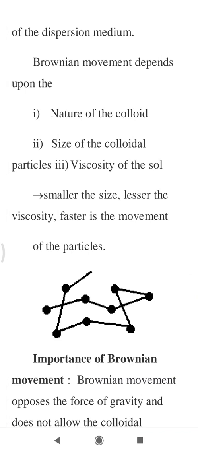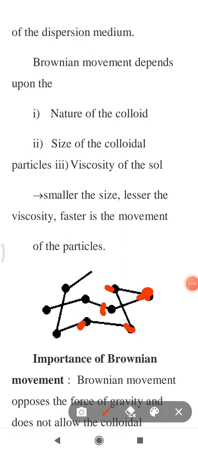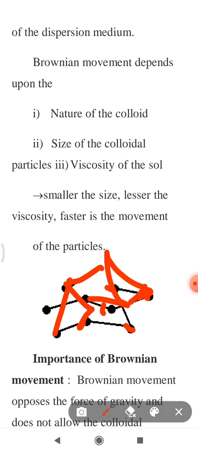Here in all the places you can see colloidal particles, right. What will these colloidal particles do? They will bombard with each other and then they will change direction. This zigzag movement is called Brownian movement. It depends on the nature of the colloid as well as the size of the colloidal particle and the viscosity of the medium. Viscosity is nothing but the speed at which they can move. All these factors affect the Brownian movement. The smaller the size, the lesser the viscosity, the faster the movement.